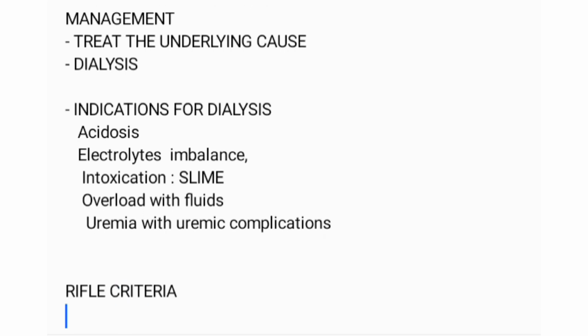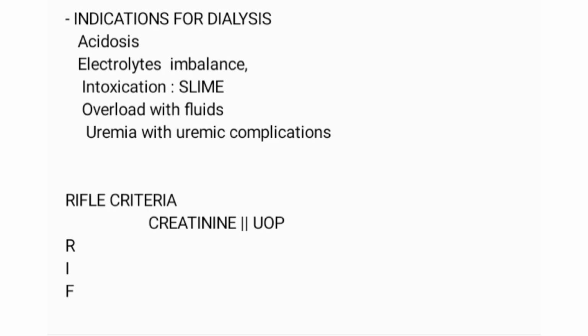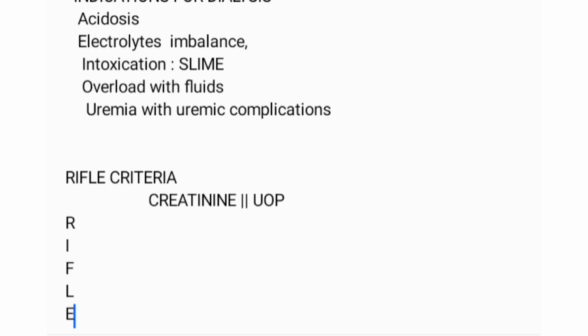So the RIFLE criteria, as the name suggests, we have two criteria that we usually look at. We have the creatinine criteria. You also have the urine output criteria. Then you have the RIFLE. So R is for risk.